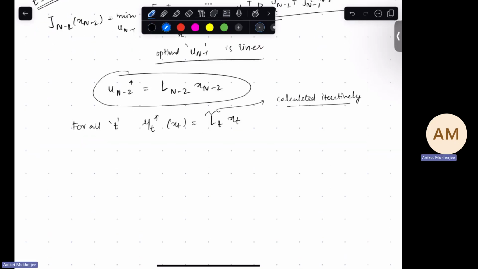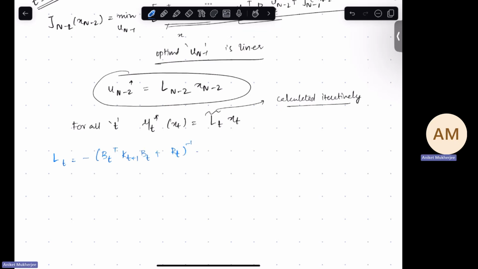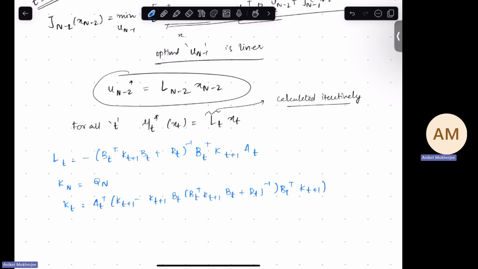So how do you calculate L_t iteratively? You take L_t equal to minus (B_t transpose K_{t+1} B_t plus R_t) whole inverse B_t transpose K_{t+1} A_t, and K_n equal to Q_n, and K_t is equal to A_t transpose K_{t+1} minus K_{t+1} B_t (B_t transpose K_{t+1} B_t plus R_t) whole inverse B_t transpose K_{t+1} A_t plus Q_t, right?